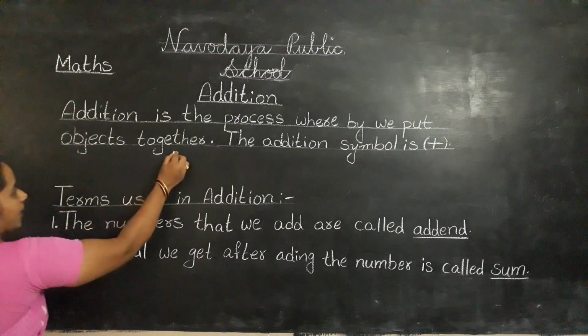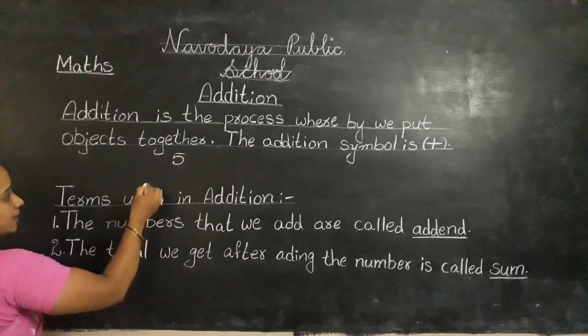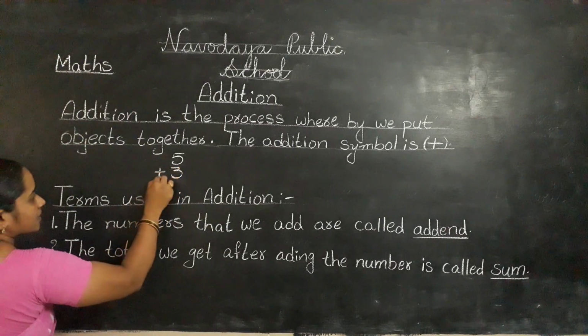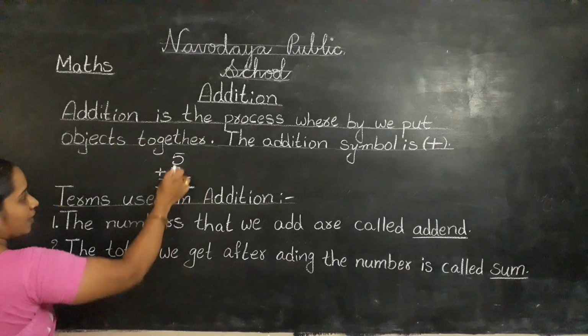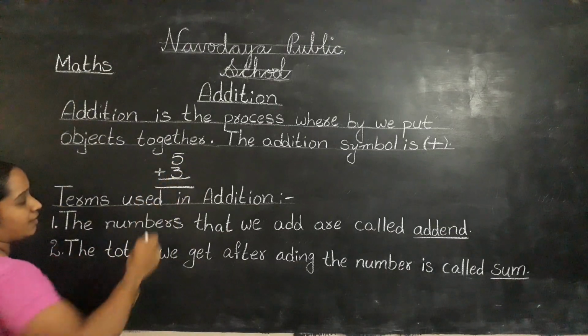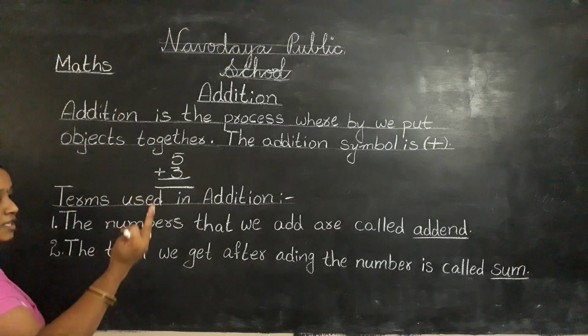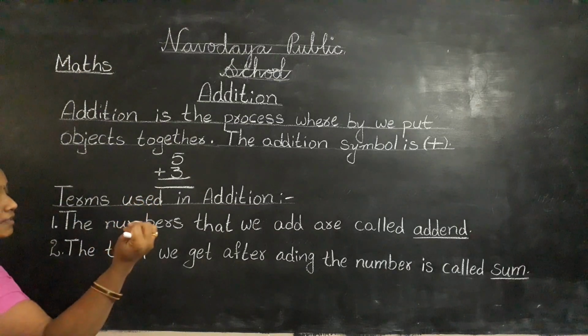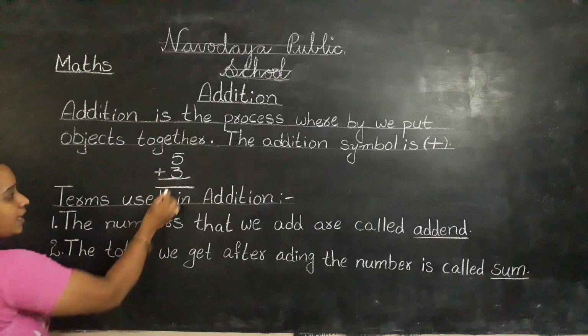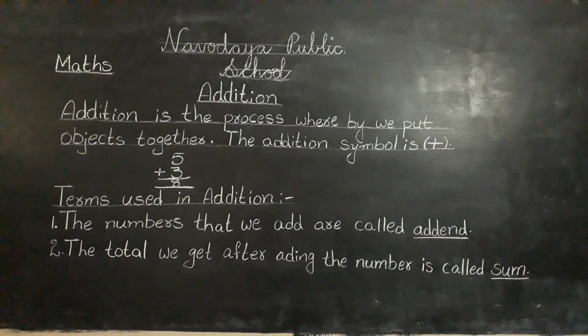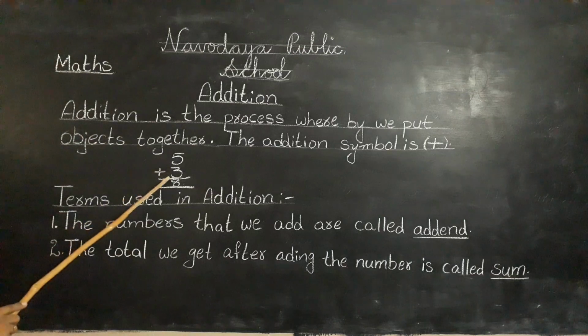5 books in the right hand and 3 books in the left hand. Add the two numbers. 5 plus 3. Take 3 fingers. Count 5 after: 6, 7, 8. 5 plus 3 how much? 8. To find the total number of books, you have to add the two numbers.